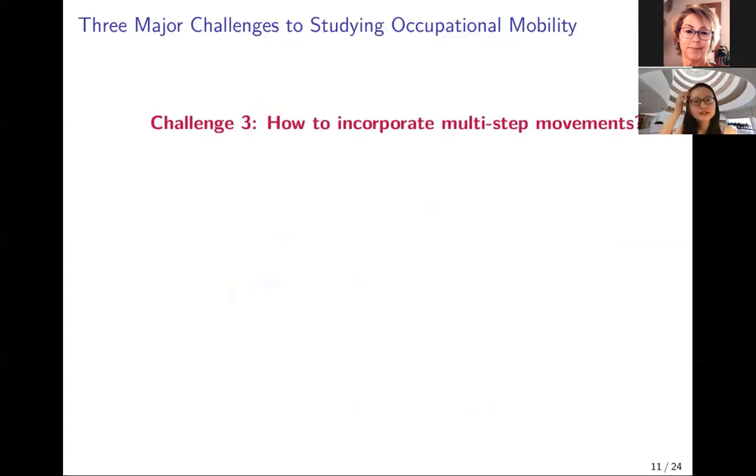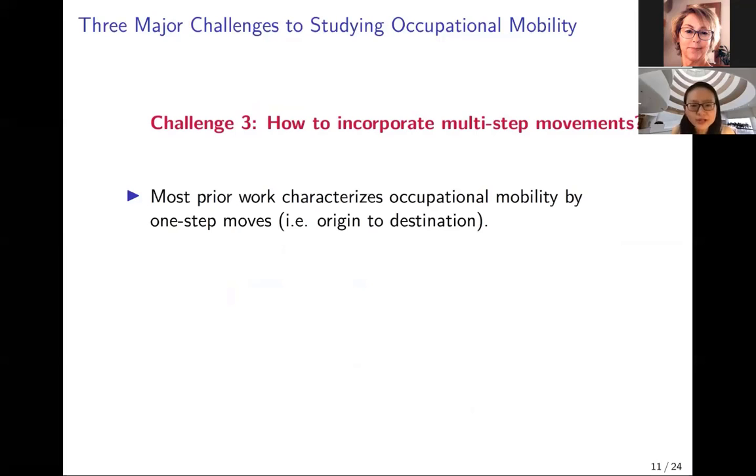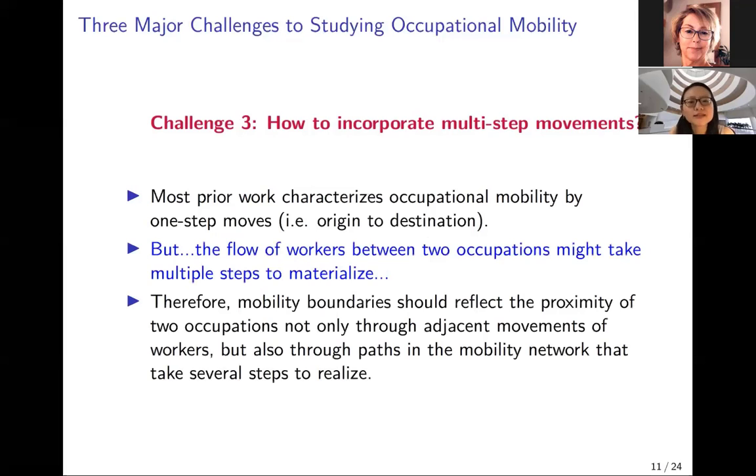Okay, so the third challenge is how to incorporate multi-step movements. Prior work, when we characterize occupational mobility, has paid a lot of attention to one-step moves from origin to destination. And before that, I want to emphasize that it's not like none of these works has thought about multi-step movements. Actually, we read papers by, say, Ed Laumann in the 1960s, already starting to talk about the insufficiency of attending only to one-step moves. But what we're saying here is that methodologically or analytically, there is still a lack of theoretical or analytical basis for how to incorporate these multi-step connections between occupations.